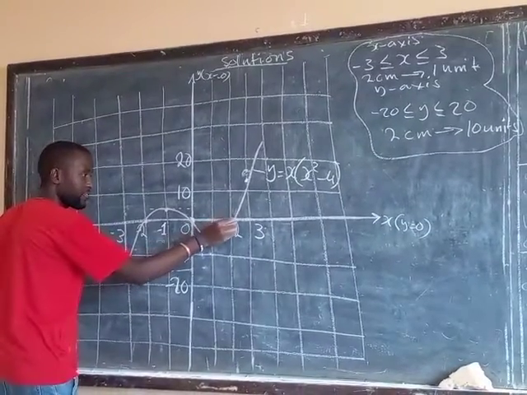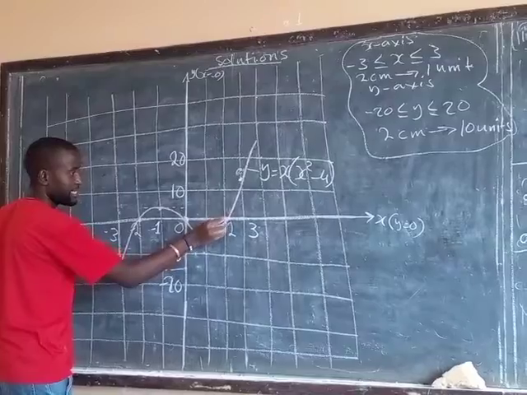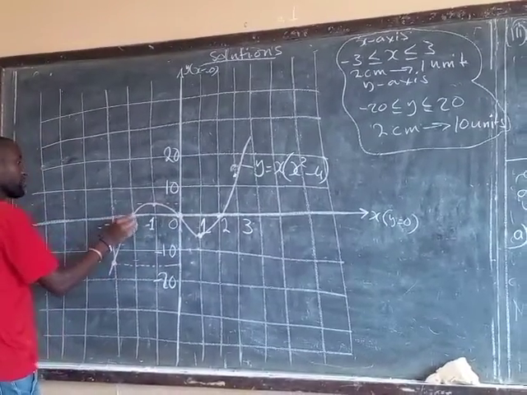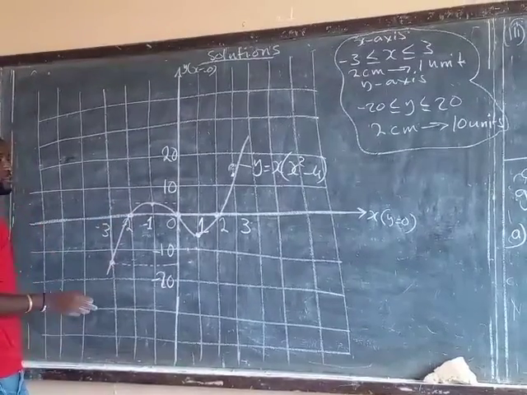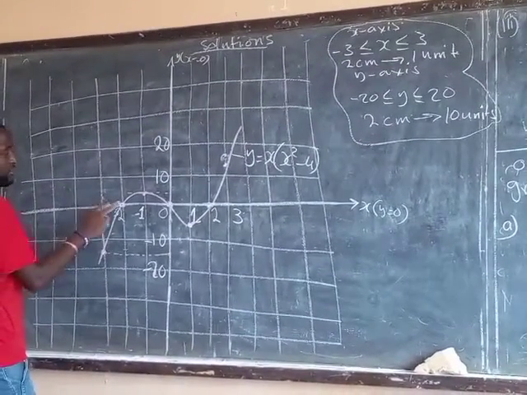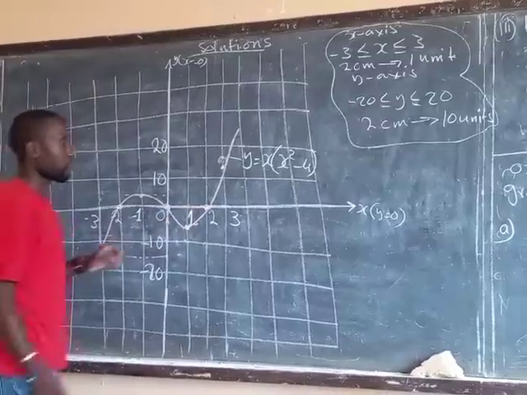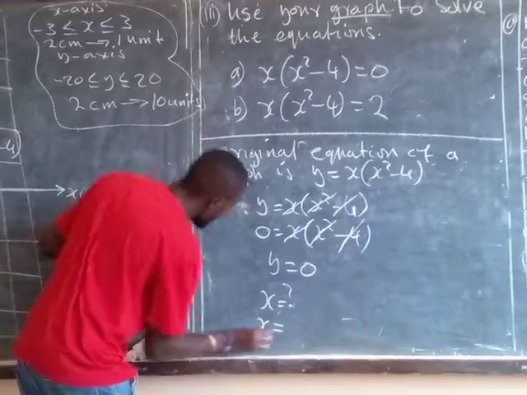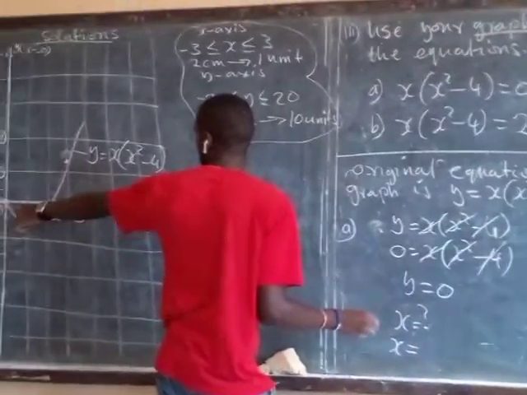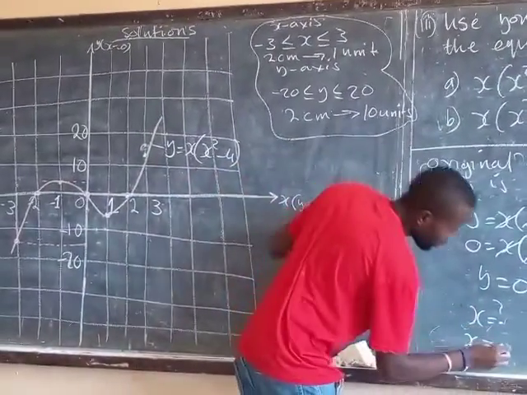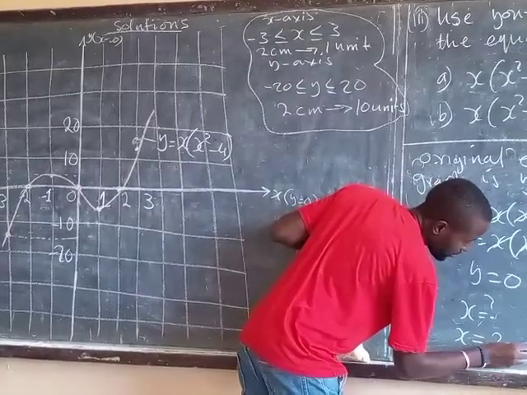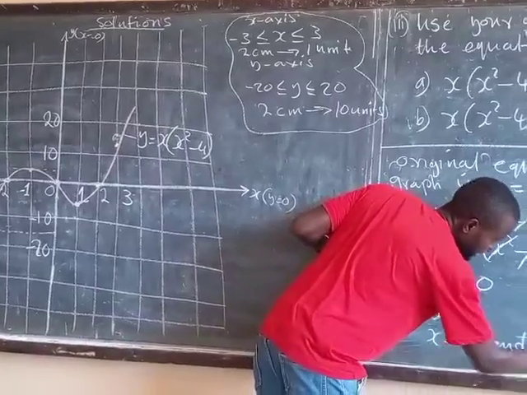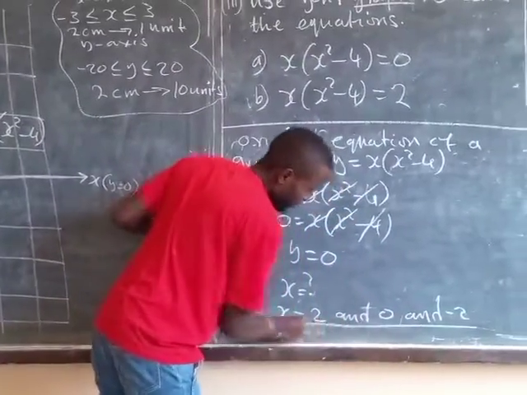So it is cutting the curve here, we have seen where it is cutting the curve. When you go again, it is cutting the curve here. Again, proceed, it is also cutting the curve here. So meaning that we have three values for x. We are going to say my x is equal to 2, 0, and negative 2 as my final answer.